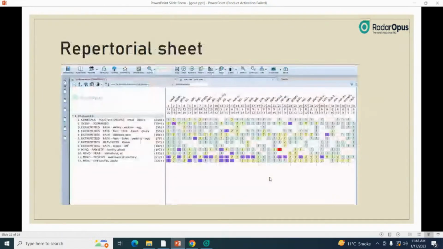So this was all about my case. This is my repertorial sheet. So this was all about gout, and how we can repertorize the case with the help of Synthesis software from my part.